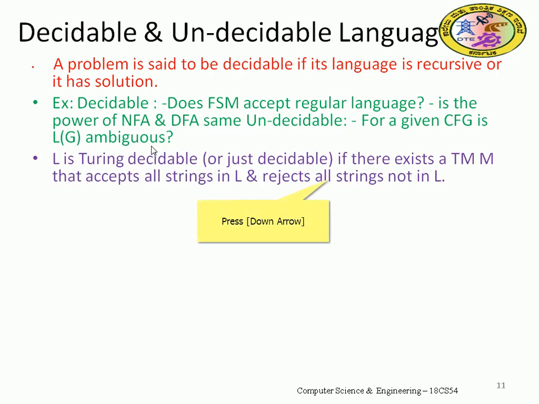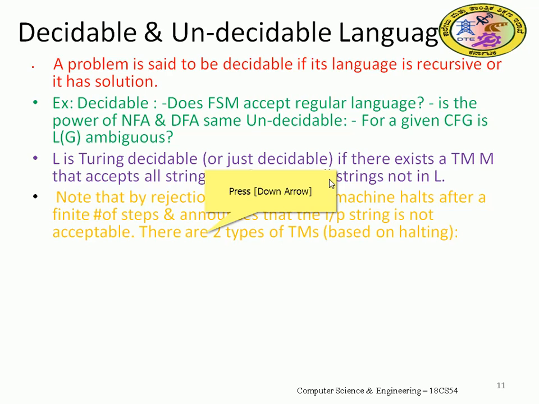So L is Turing decidable, or just decidable, if there exists a Turing machine model M that accepts all the strings in L and rejects all strings not in L. Note that rejection means the machine halts after a finite number of steps and declares that the input string is not acceptable.